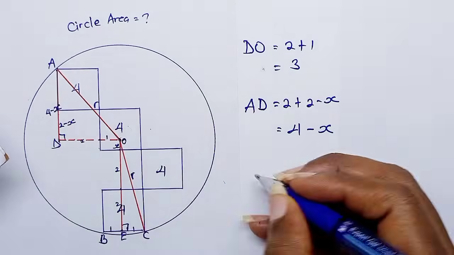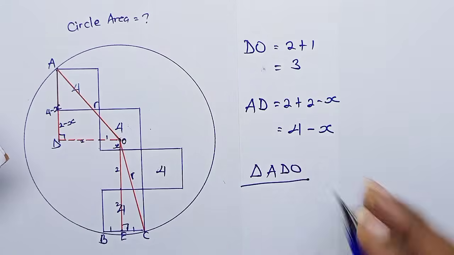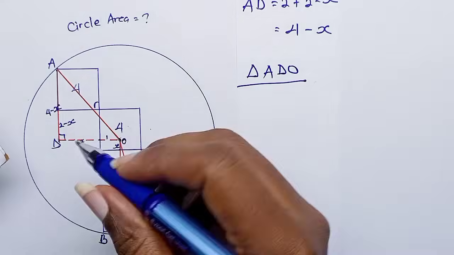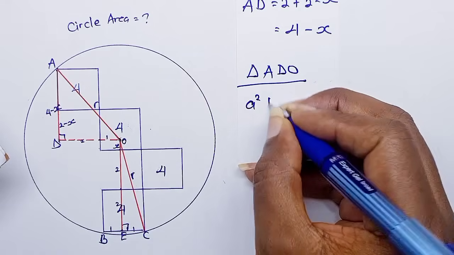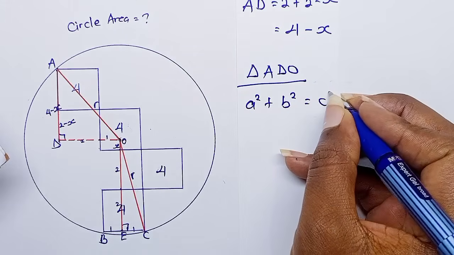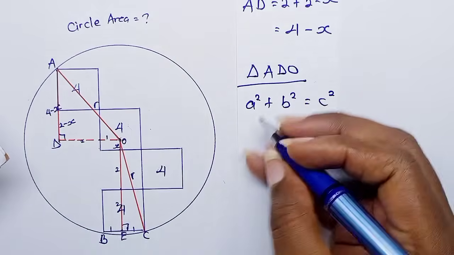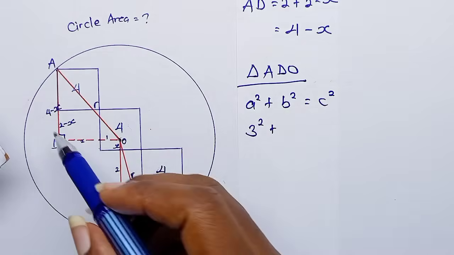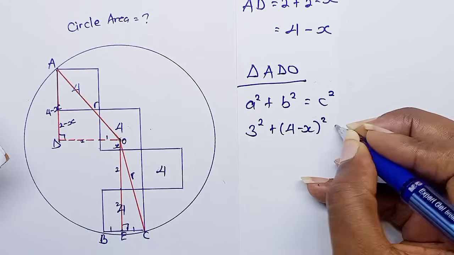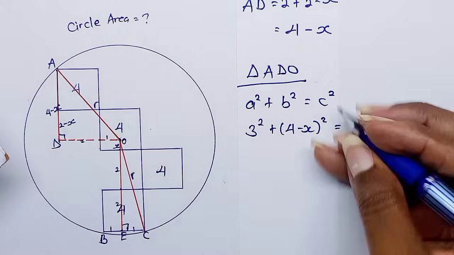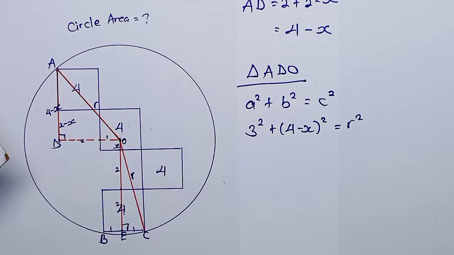Now, considering triangle ADO, since we can see that it's a right triangle, we can use Pythagoras theorem as well. So a squared plus b squared is equal to c squared. Our a is DO, which is 3. So 3 squared plus our b is 4 minus x. So 4 minus x squared is equal to our c, which is the radius, r. So r squared.